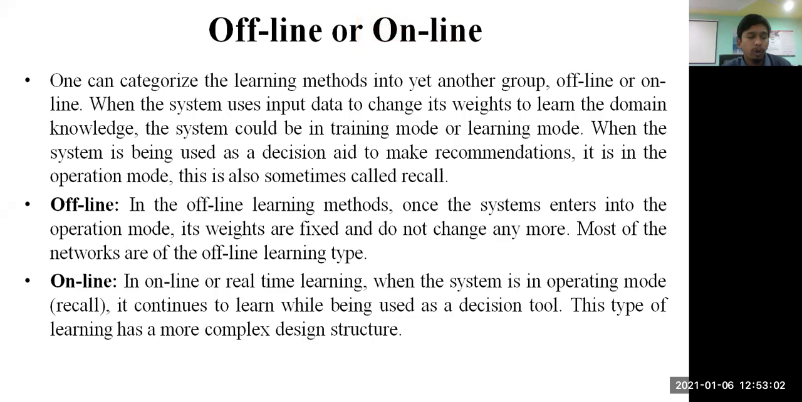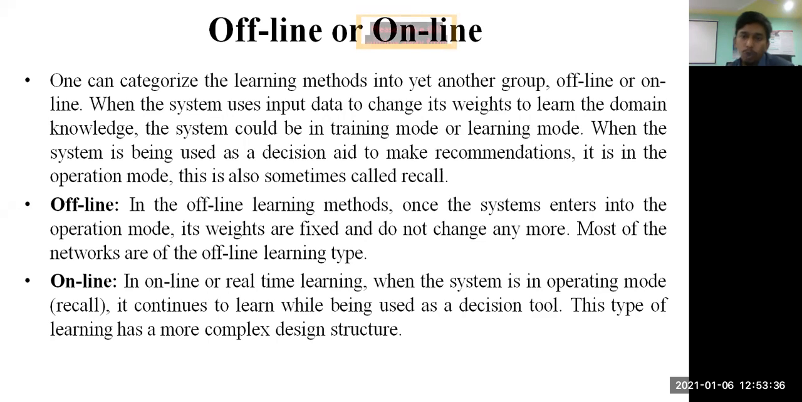Yeah, and one more important thing is about the offline or online adjustments of your weights. Whenever your algorithm is designed with respect to an online method, it can operate directly, and a number of times weights can be adjusted. So depending on this, one can categorize the learning models into offline or online. When the system uses input data to change its weights to learn the domain knowledge, the system could be in training mode or in learning mode.